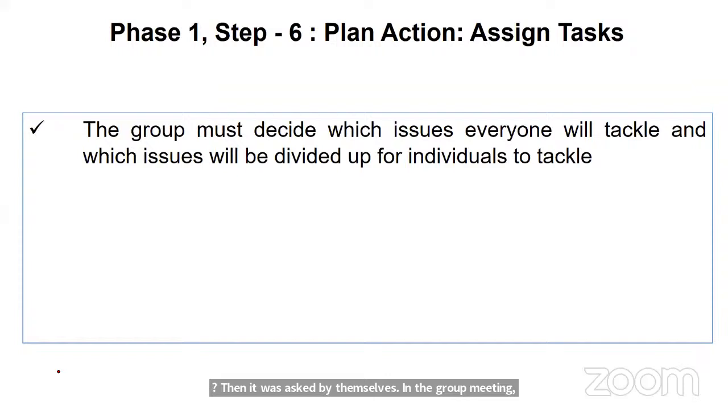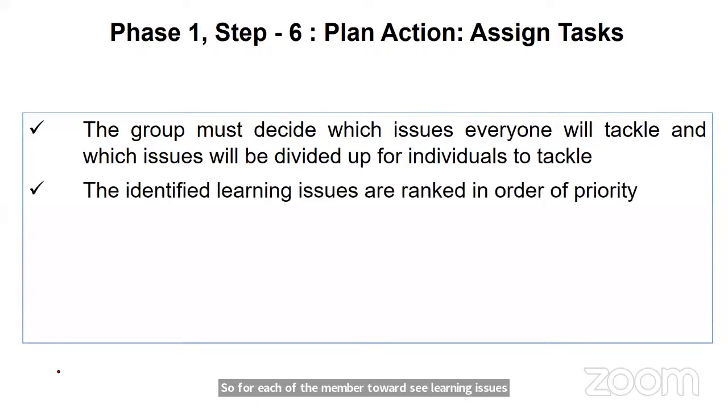And the group must decide which issues everyone will tackle and which issues will be divided among individuals. So once they find all the learning issues, say there are 5 members and they find 13 learning issues, now the chair will fix it in consultation with the group members. For each member, 2 or 3 learning issues they need to find out within the next 2 days. They can use library, other sources, labs, internet, everything.